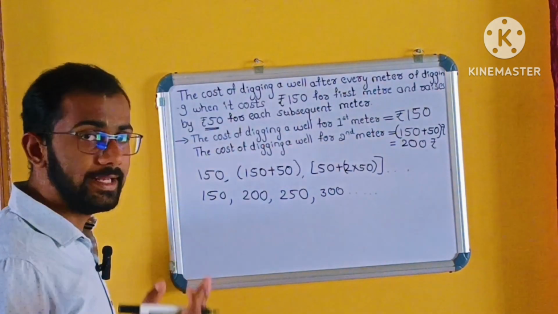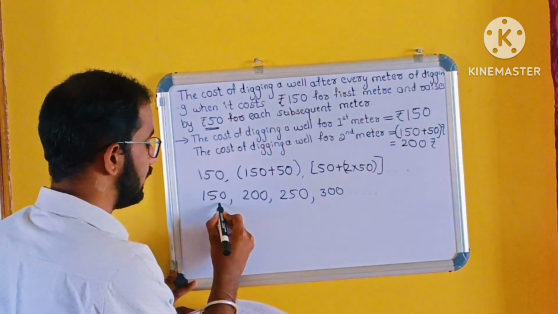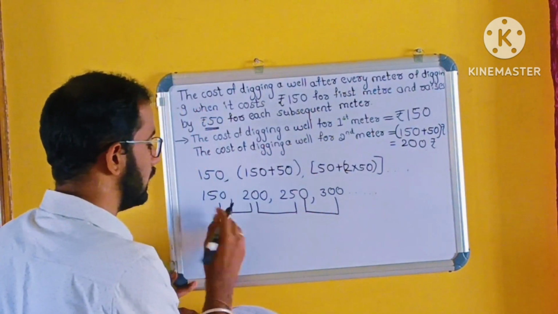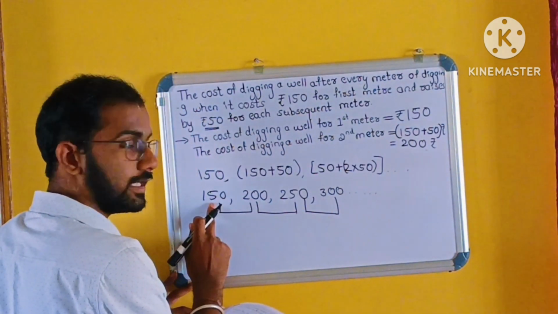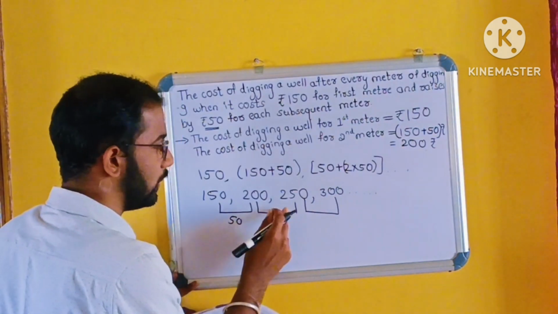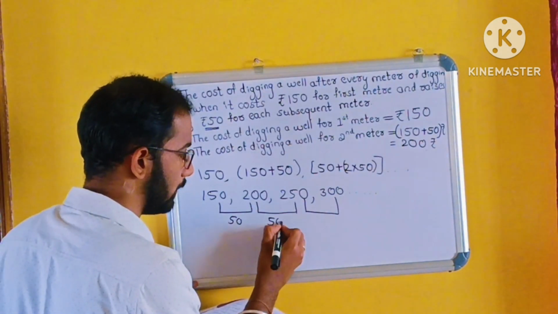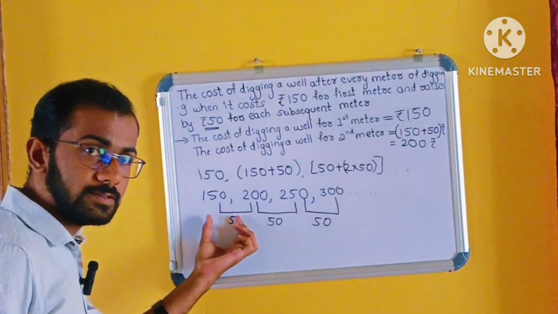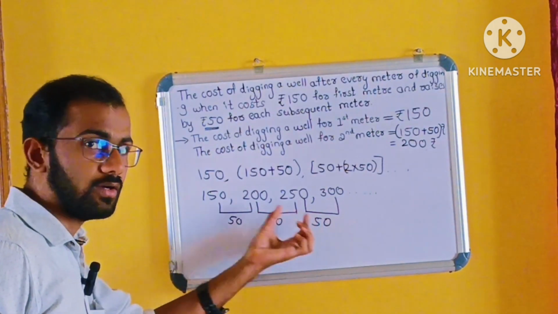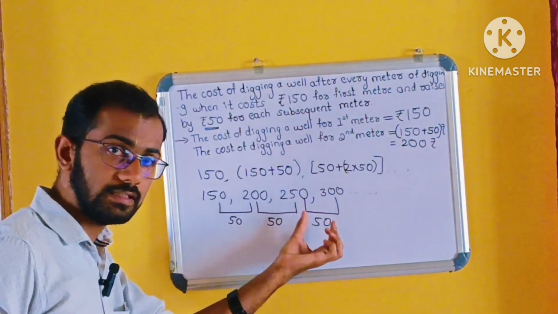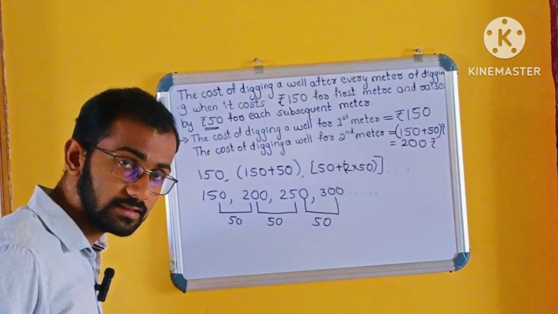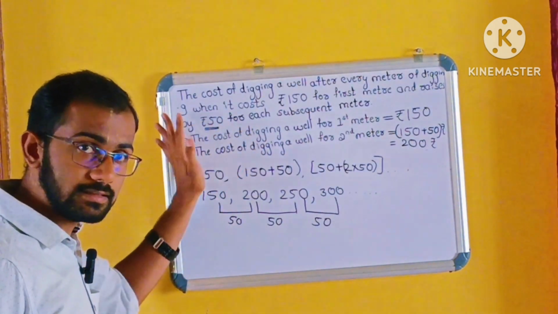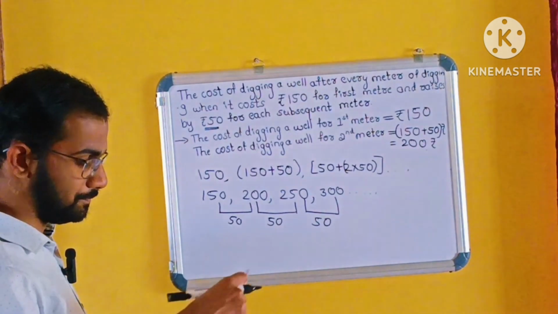Let's see. In order to check, we need to take the difference between these terms. See here, the difference between 200 and 150 is 50. 250 and 200 is also 50. 300 and 250 is also 50. Since the difference between consecutive numbers in this list is the same, fixed, the given sentence forms an arithmetic progression. This is how we can solve this particular question.